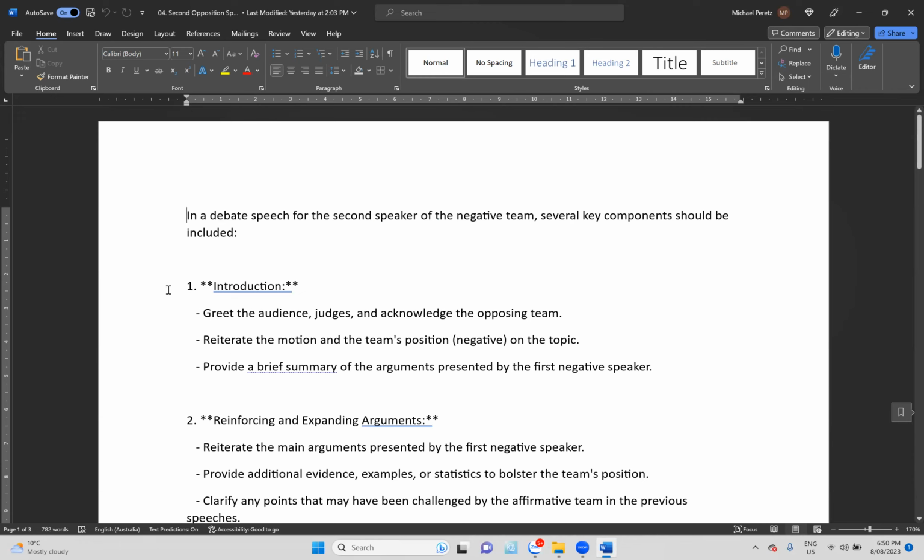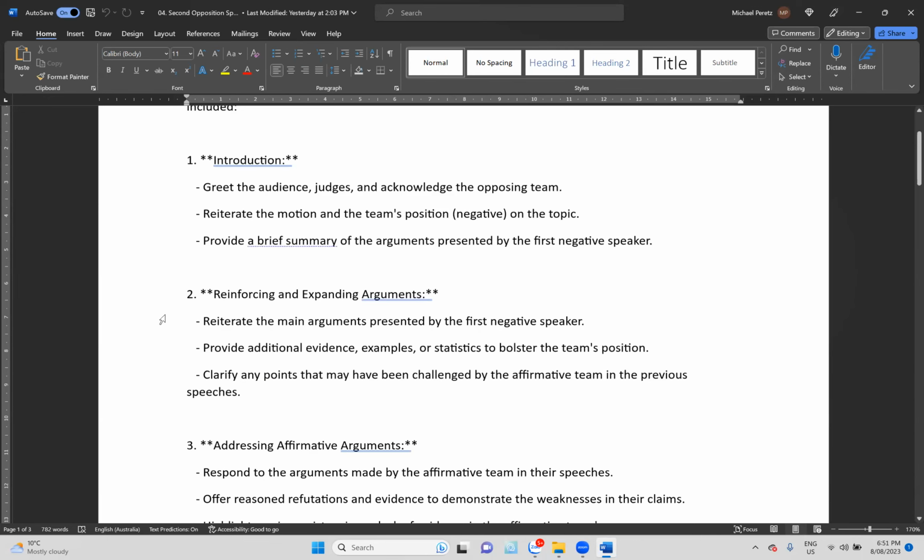So once more, we have the introduction. We're going to greet the audience and judges and acknowledge the opponents. We're going to remind everybody of the motion and our team's position, and provide a brief summary of the arguments presented by the first member of our team. We also want to reinforce and expand our team's arguments: remind everybody of the main arguments made, and provide more evidence to make them stronger. And we want to clear up any misunderstanding about the points that have been made, and anything that the affirmative team has challenged, we just want to set the facts right.